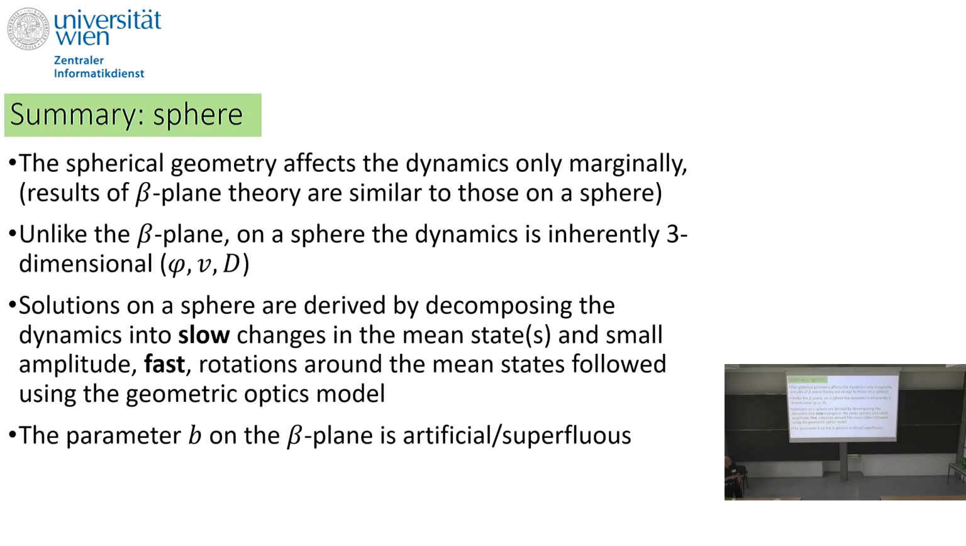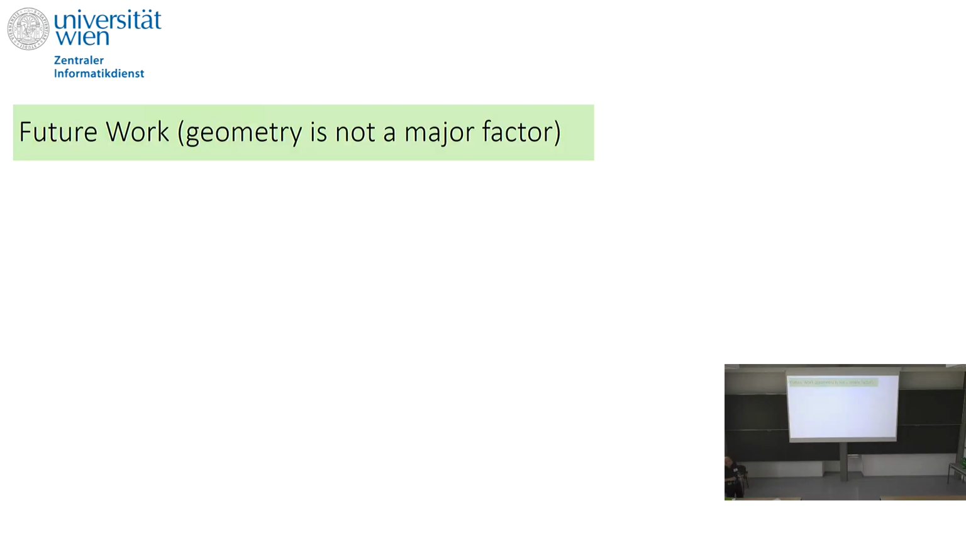And the beta parameter: remember, on the sphere we didn't have beta at all. So the beta plane is in fact an artificial parameter that comes up when we attach a tangential plane to a sphere, and suddenly we have a beta that's associated with the latitude at which we attach this plane onto a sphere.